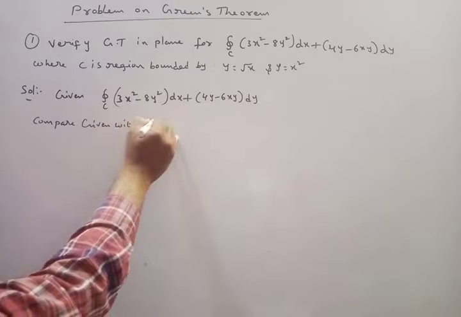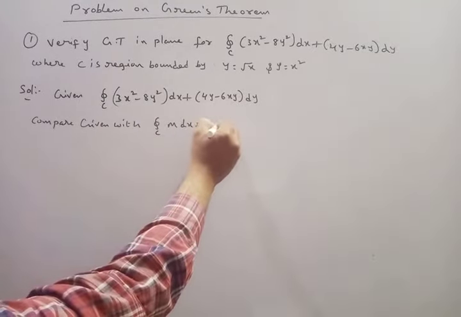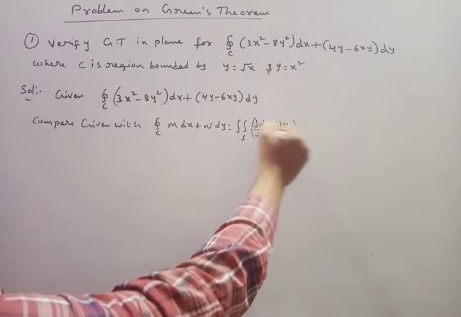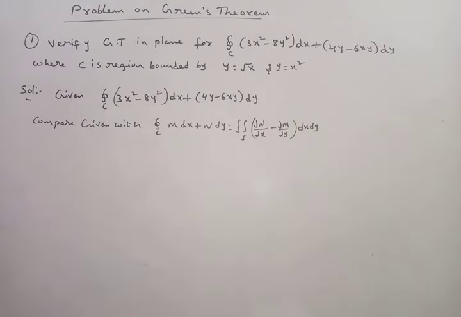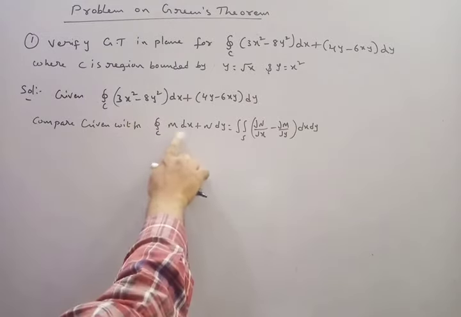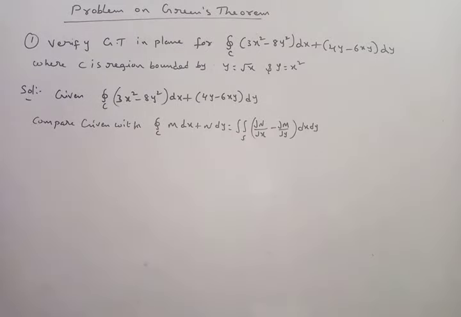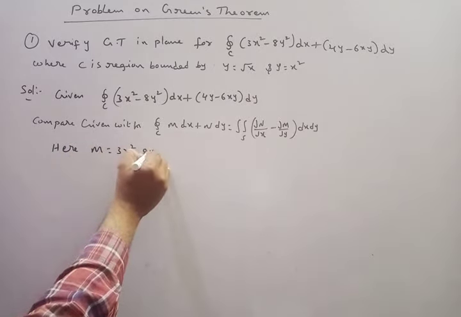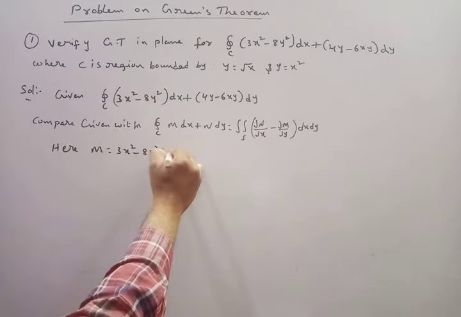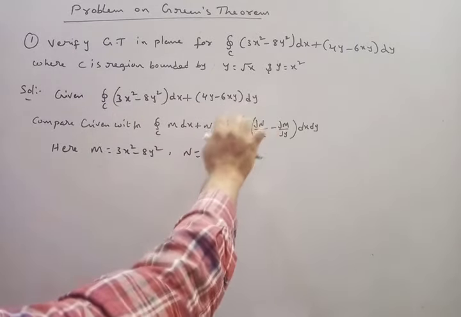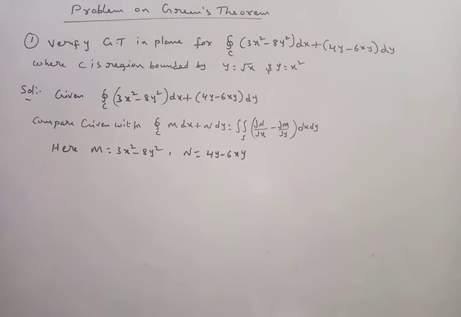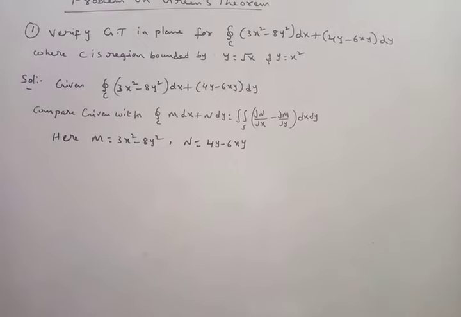Compare the given with Green's theorem: circle integral C of m dx plus n dy is equal to double integral over S of (dou n by dou x minus dou m by dou y) dx dy. If I compare this, what do I get? Here m is equal to 3x square minus 8y square, the coefficient of dx. And n is 4y minus 6xy, the coefficient of dy. So we got the m value and the n value.